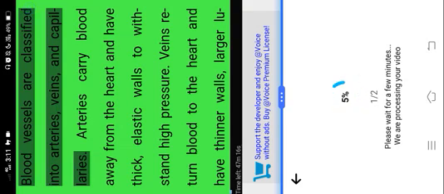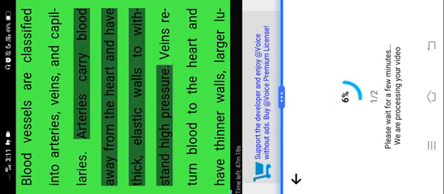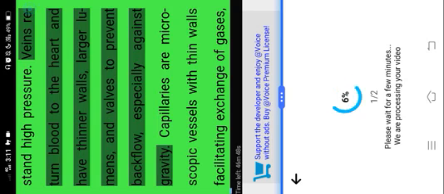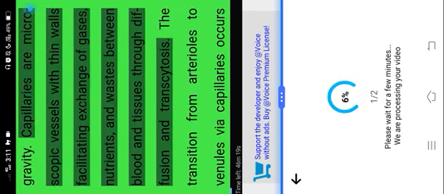Blood vessels are classified into arteries, veins, and capillaries. Arteries carry blood away from the heart and have thick, elastic walls to withstand high pressure. Veins return blood to the heart and have thinner walls, larger lumens, and valves to prevent backflow, especially against gravity. Capillaries are microscopic vessels with thin walls facilitating exchange of gases, nutrients, and waste between blood and tissues through diffusion and transcytosis.